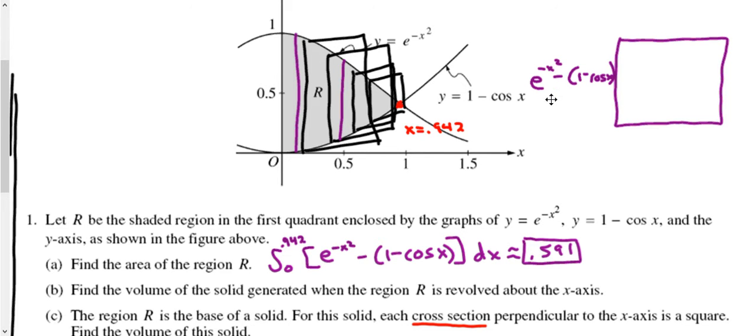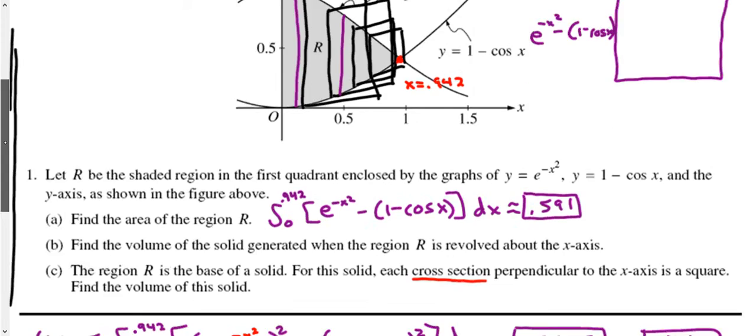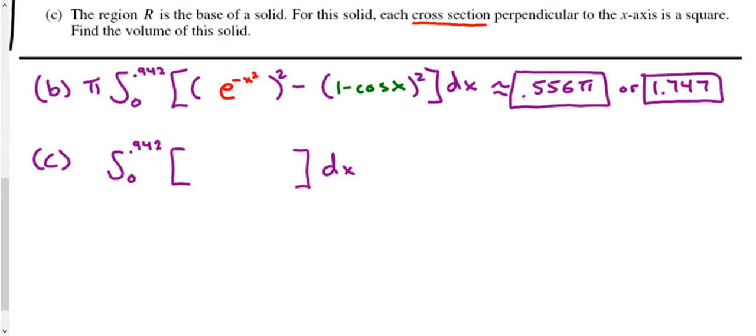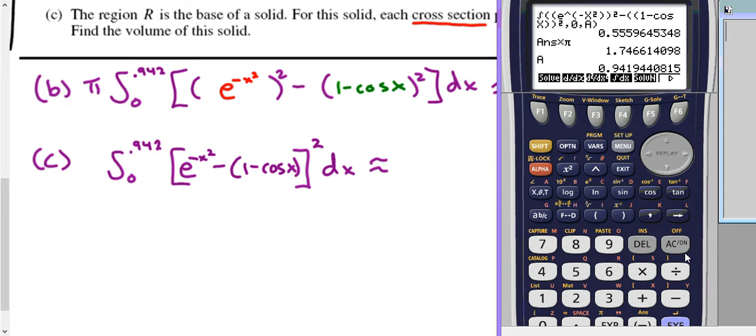The area of a square is just one of the sides squared. So I'll just come down here and put in e to the negative x squared minus 1 minus cosine of x. And if I square that, that gives me the area of one square. And then I integrate from 0 to 0.942. That adds up the area of every square and gives me the volume of this solid figure. So I'm going to go ahead and let the calculator do that for me.